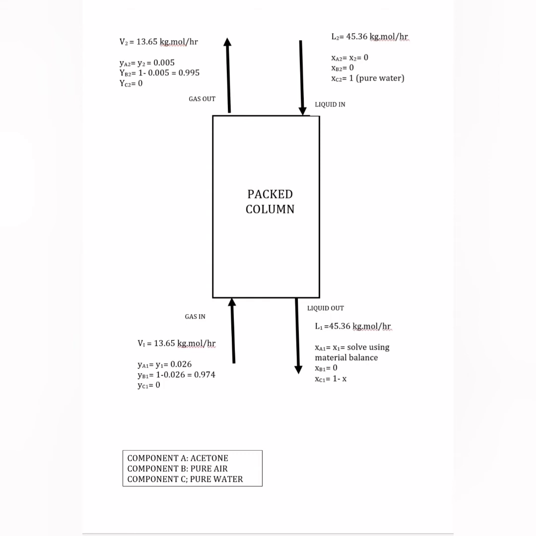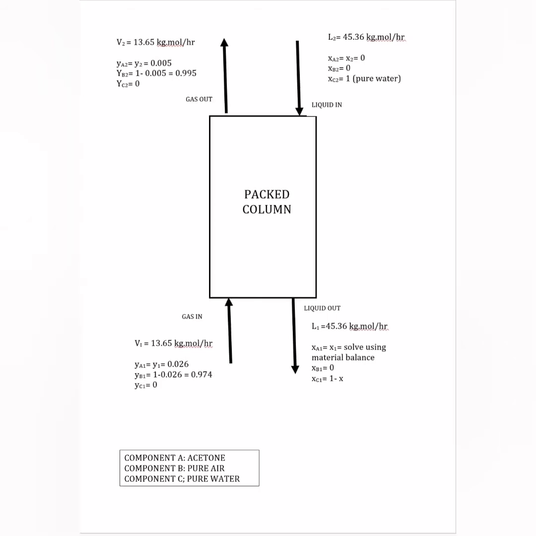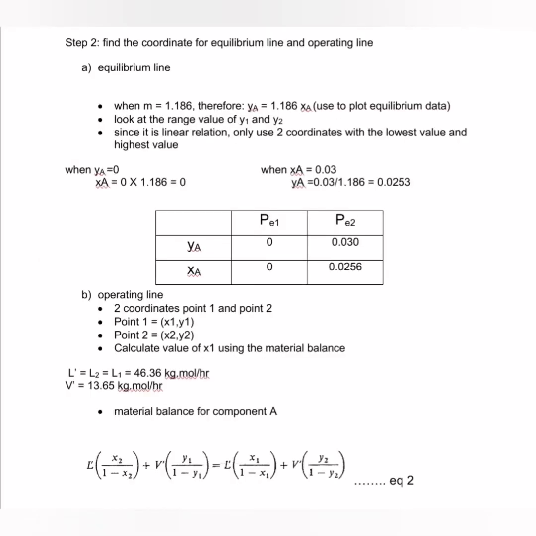Based on the question, it is given that the gas flow is 13.65 and the water flow is 45.36. Another piece of information given is the mole fraction of component A, which is the acetone, at the inlet and outlet. The mole fraction for the acetone at the inlet is 0.026 and at the outlet is 0.005. For the liquid inlet, since it is pure water, the mole fraction for component A is 0, and the liquid outlet we need to calculate.